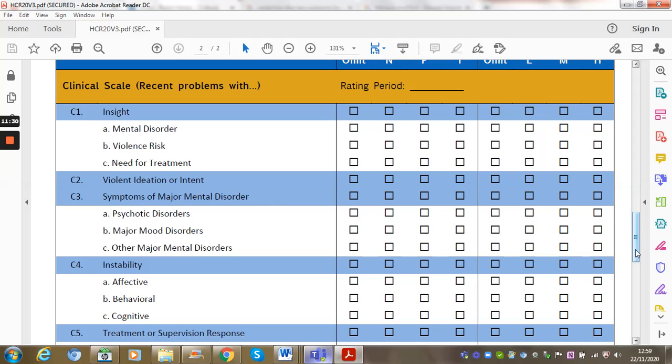So C1, mental disorder. Were they behaving in a manner that suggested they were mentally unwell whilst in prison? Were they diagnosed, more importantly, with a mental disorder whilst in prison? Violence risk, did they attack anyone? Other prisoners, members of staff, visitors, etc., whilst they were in prison? And you can include self-harm in that, if they were hurting themselves rather than attacking other people necessarily, or possibly they were doing both. Need for treatment. So did the prison authorities recommend this individual for medical assistance and treatment?